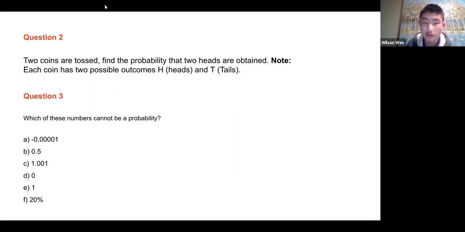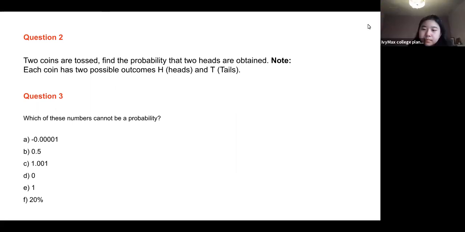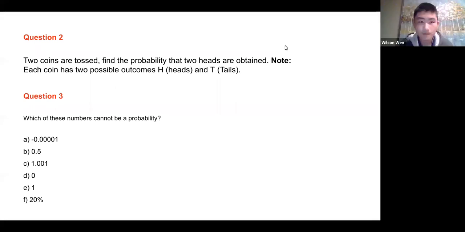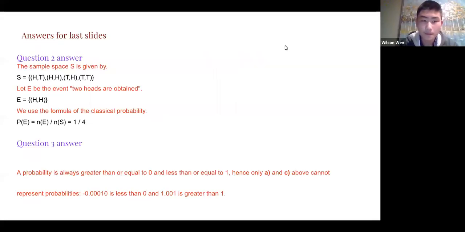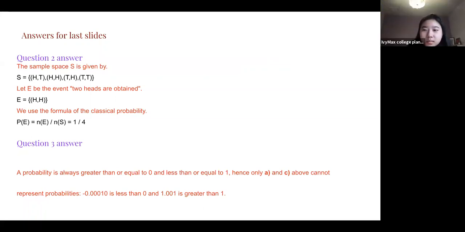Getting one head out of one coin is 50% probability. And then getting another head on another coin is also 50% probability. So you multiply them together and you get 25%. Yeah, cool. Kind of the same. It's 1/4, where you can write 25% or 0.25.